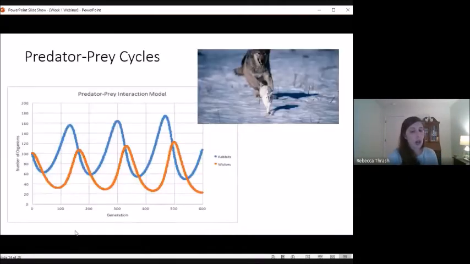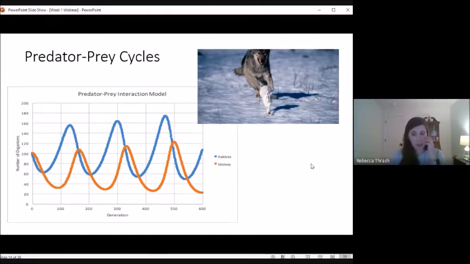Okay, so another type of interaction between species that isn't necessarily competition, but is food chain based, is predator and prey interaction. So you've got one animal that has to eat another one to survive, and then the one that's being eaten has to evade or avoid the predator to survive. So you've got sort of competing interests here.